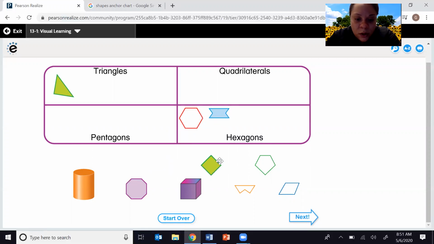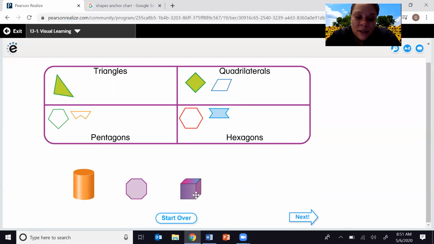1, 2, 3, 4. Quad. Remember, quad means 4. So this is a quadrilateral. 1, 2, 3, 4, 5. 5 is pentagons. Did I count that right? 1, 2, 3, 4, 5 is a pentagon. 1, 2, 3, 4 is a quadrilateral because it has 4 sides.